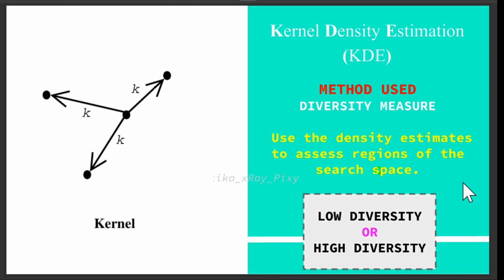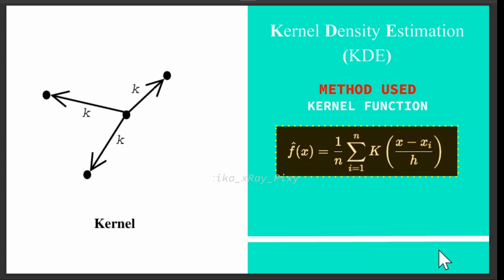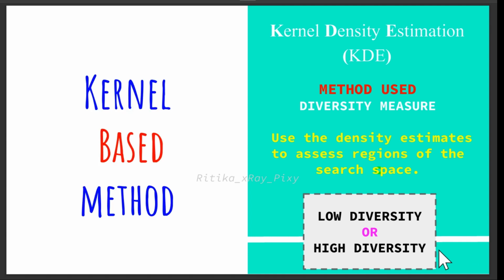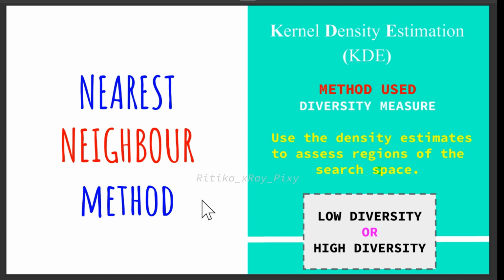Next we have the diversity measure. We are using the density estimate to assess different regions of search space with low density of particles and high density of particles. Low density means high diversity, high density of particles means low diversity. So during the repulsion phase, particles can move away from regions with high density, ensuring better exploration of search space.